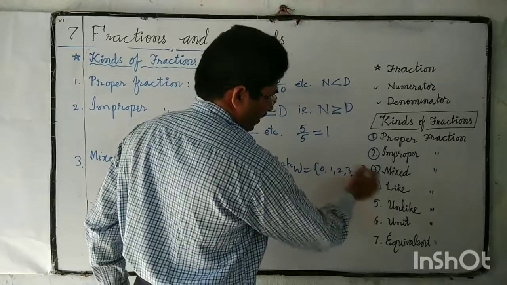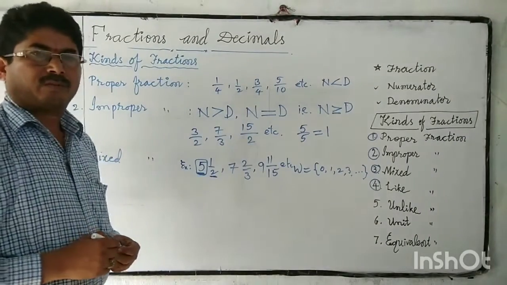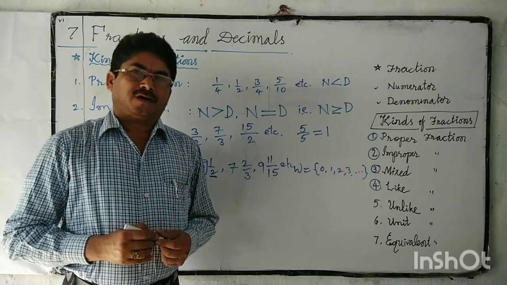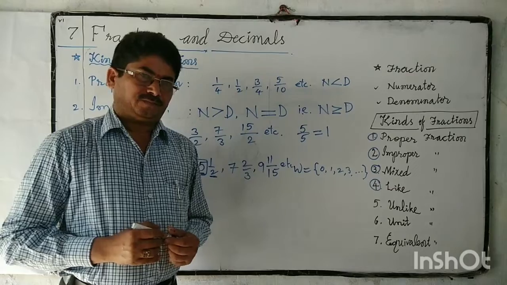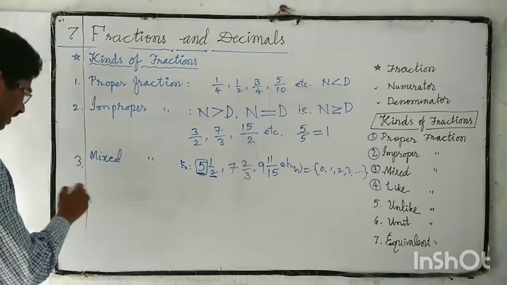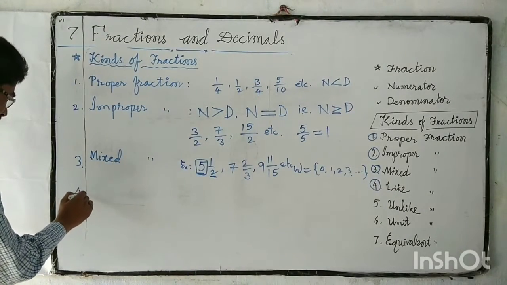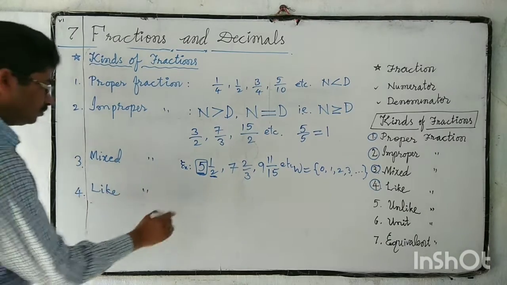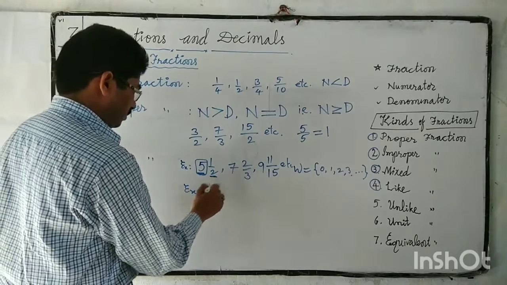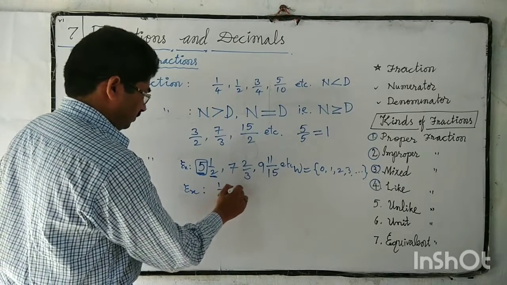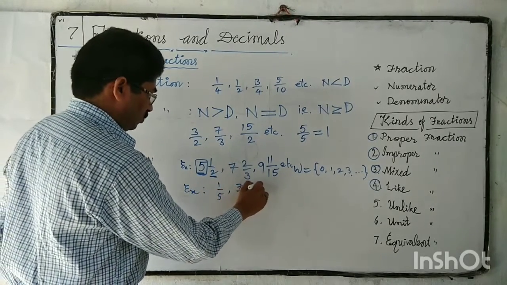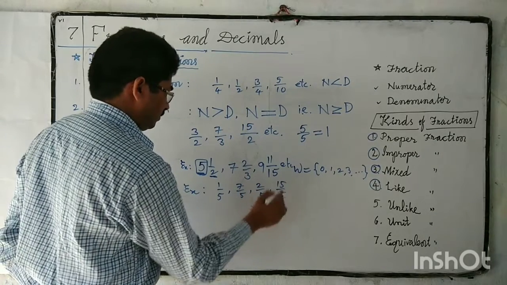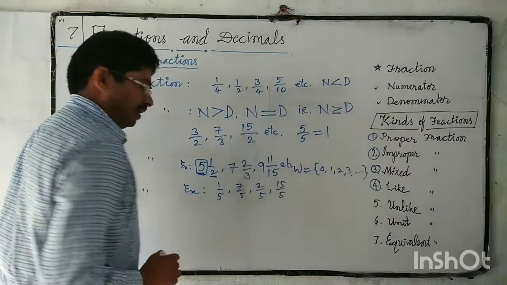Next, like fraction. Fractions having same denominators are called like fractions. We can take few examples. Like fractions. Example: 1 by 5, 7 by 5, 2 by 5, 15 by 5. These are like fractions.